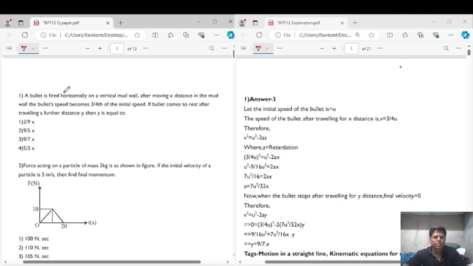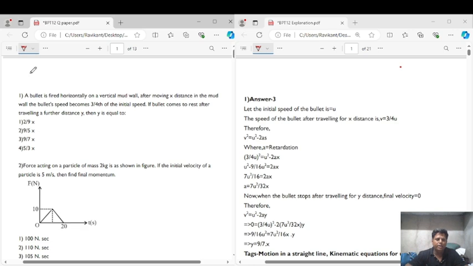that a bullet is fired horizontally on a vertical mud wall. After moving x distance in the mud wall, the bullet's speed becomes 3/4 of the initial speed. If the bullet comes to rest after traveling a further distance y, then y is equal to.